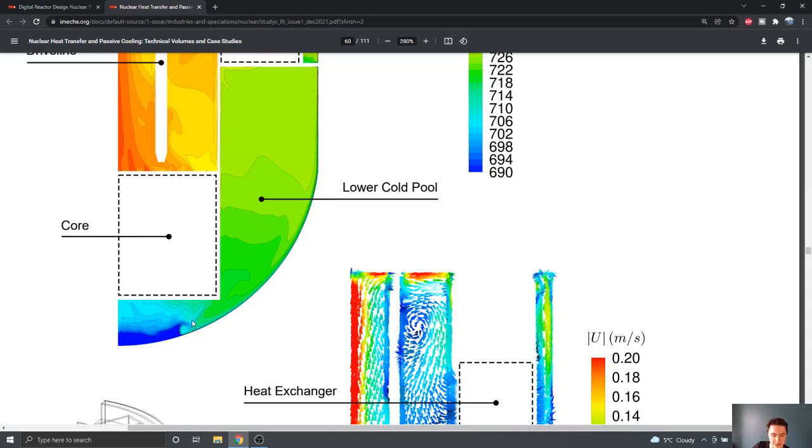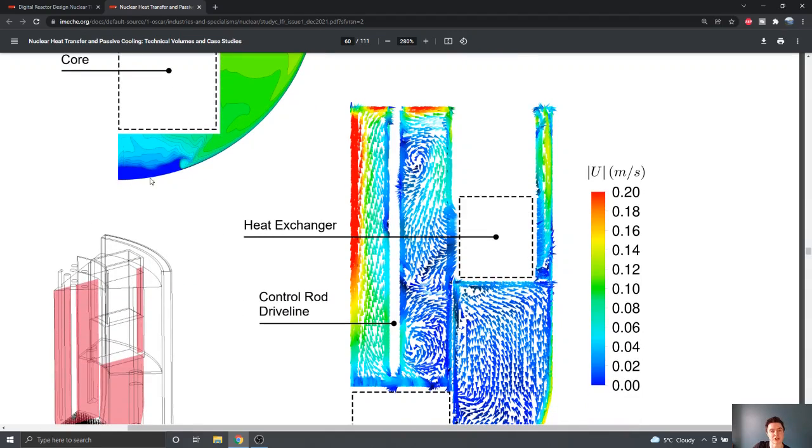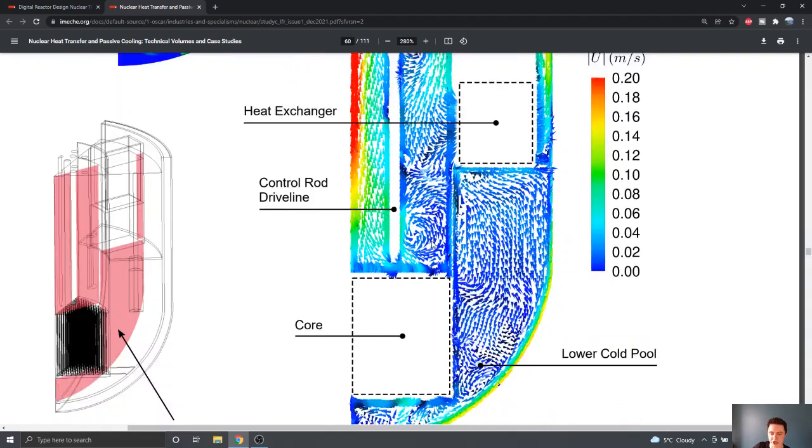So this ends up being a region of relatively stratified flow, where that flow is going to be cool and it's just going to sit there, and the rest of the flow in the pool is very hot. And that's going to create some interesting temperature gradients on that reactor vessel shell.